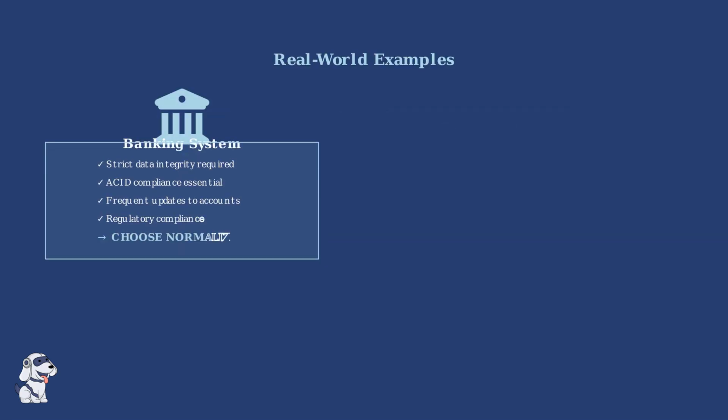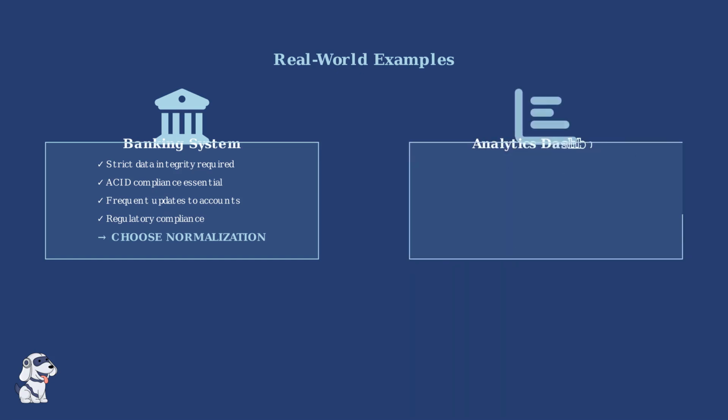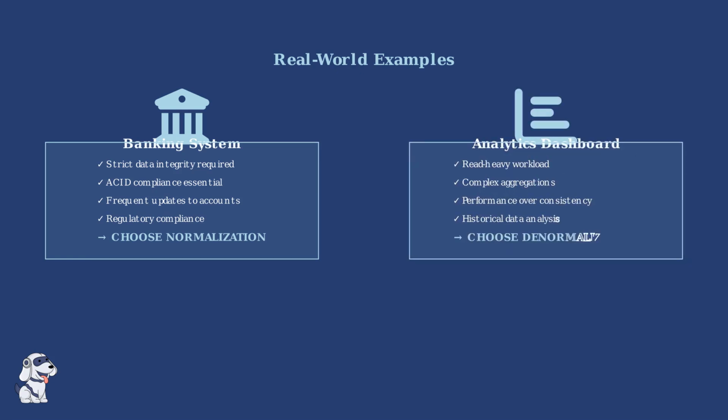A banking system requires strict normalization because data integrity is paramount. Account balances must be accurate, transactions must be consistent, and regulatory compliance demands reliable data structures. In contrast, an analytics dashboard benefits from denormalization. It handles read-heavy workloads with complex aggregations where query performance matters more than perfect consistency. Historical data analysis can tolerate some redundancy for faster insights.